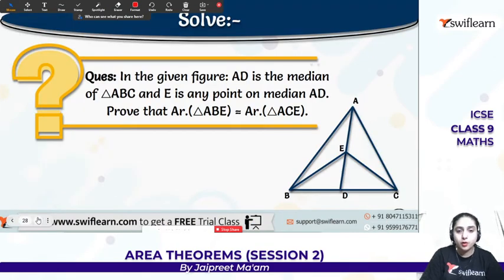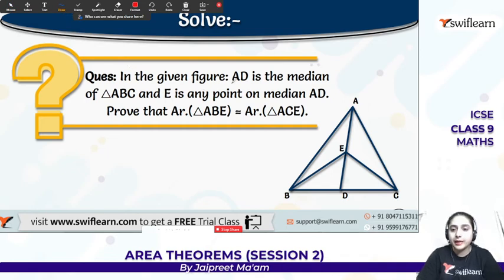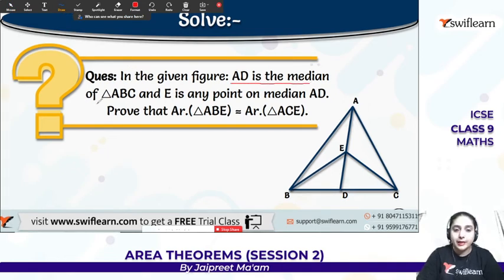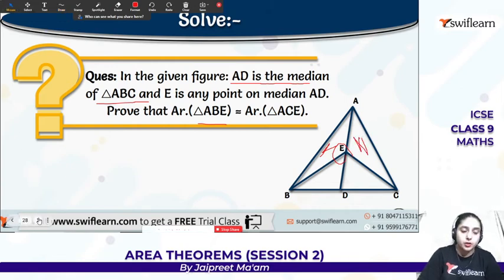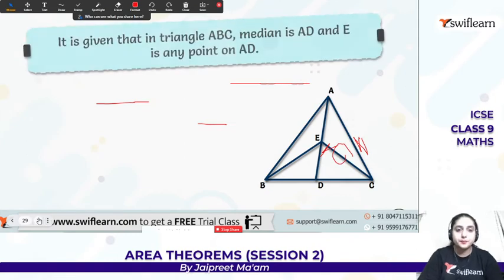Okay, so we have done a lot of questions today. So let's solve one more question, and the question is about a median. So how to do this? In the given figure, AD is the median of triangle ABC and E is any point on AD. So median means it is dividing the triangle into two equal parts. So what we have to prove? We have to prove that triangle ABE is equal to this triangle, that is, the areas of these two triangles are equal. So let's see how we will solve it.